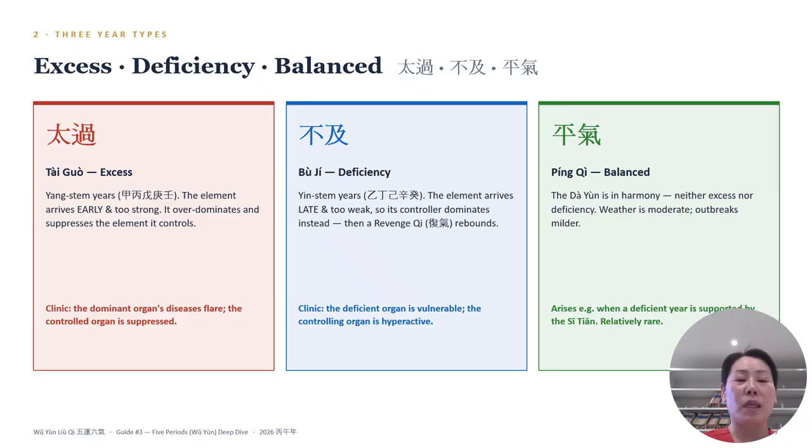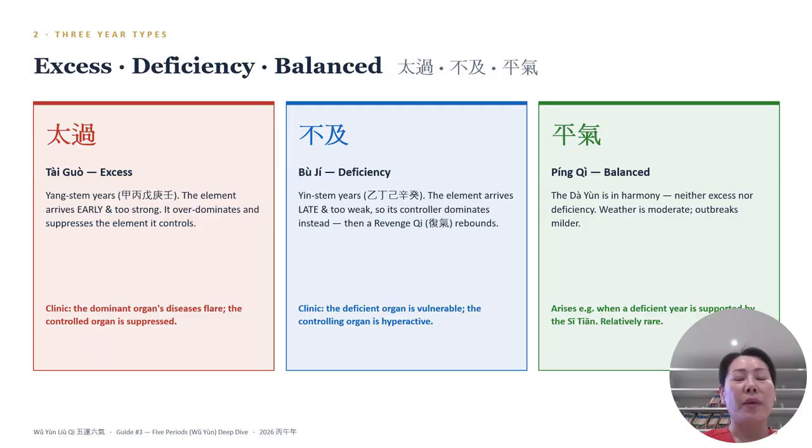In the middle, Buji, deficiency. These are the yin stem years. The element arrives late and too weak, so the element that controls it takes over instead. And there is a twist. After the controller has had its run, a revenge qi, the fu qi, rebounds: a comeback of the original weak element. Clinically, the deficient organ is vulnerable to attack, and the controlling organ is hyperactive. We'll come back to that rebound in the clinical sections because it catches people out.